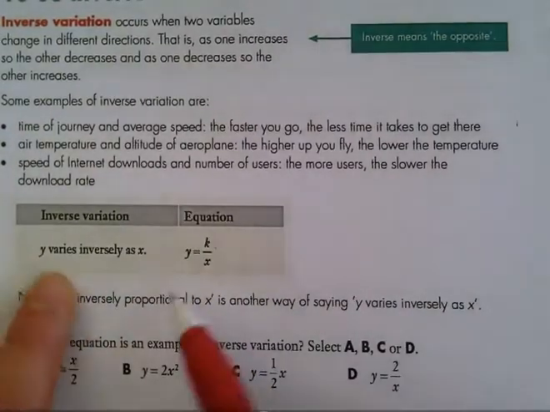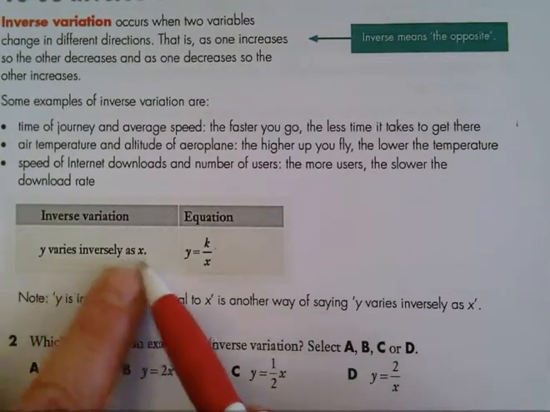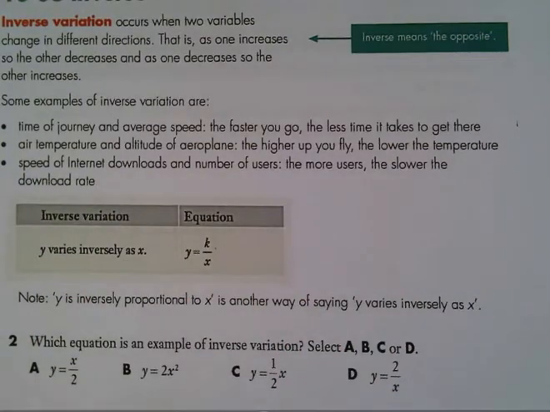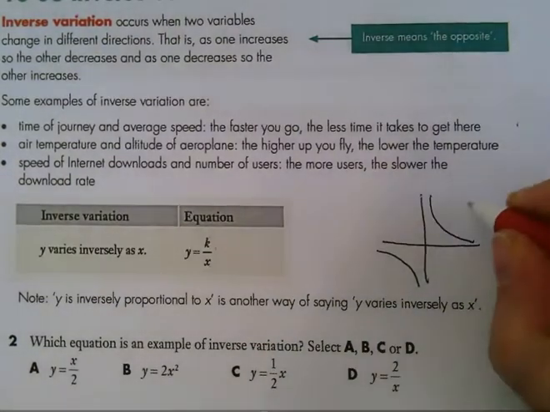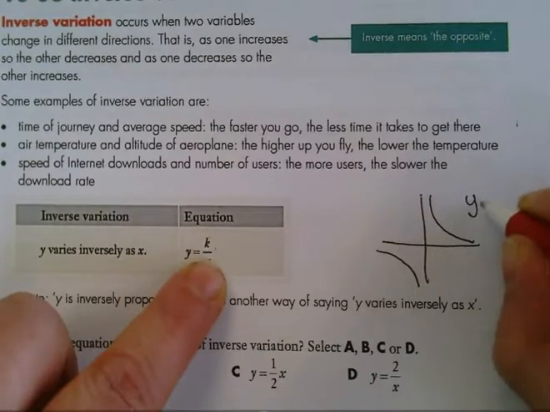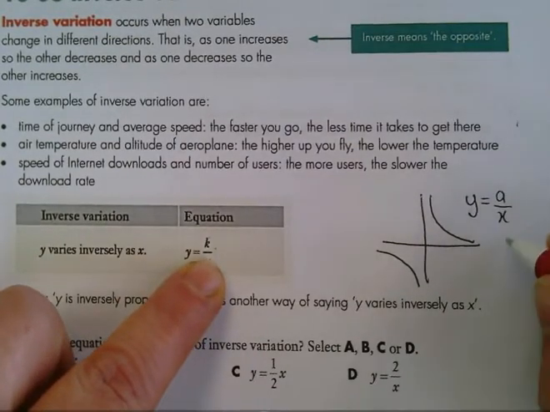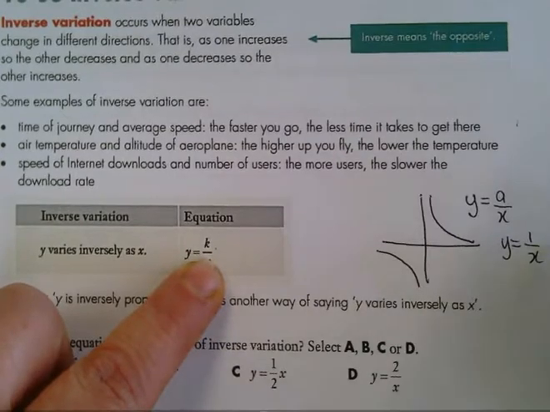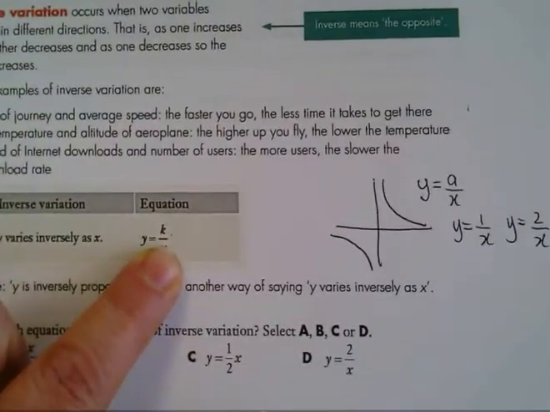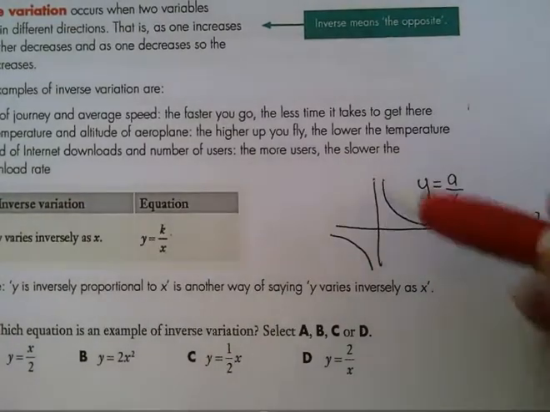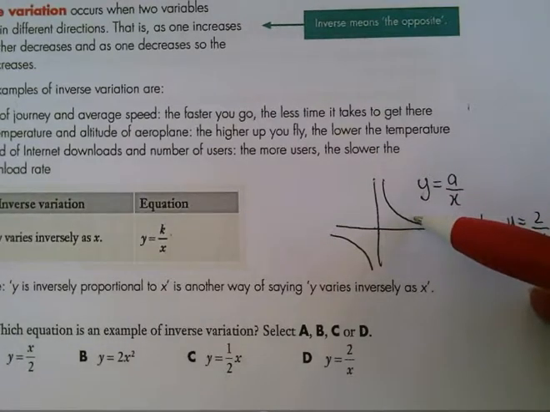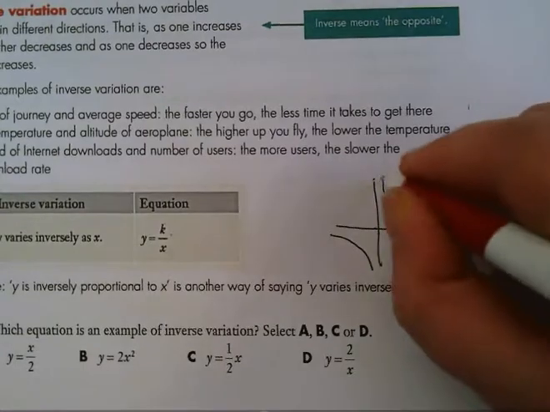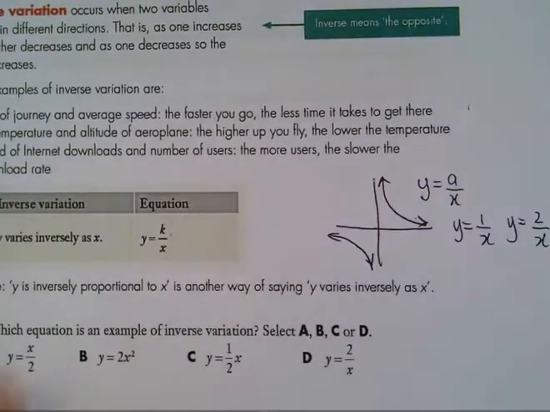Now, this is what the graph looks like. If we say y varies inversely as x, we don't write y equals kx, but we write y equals k over x. If you remember, these types of graphs are hyperbolas. This was the y equals a over x type, for example y equals 1 over x, y equals 2 over x, etc. This type of graph looks like this. As one quantity gets bigger, for example here as x is getting bigger, y is getting smaller. So this is the type of graph that is related to inverse variation.